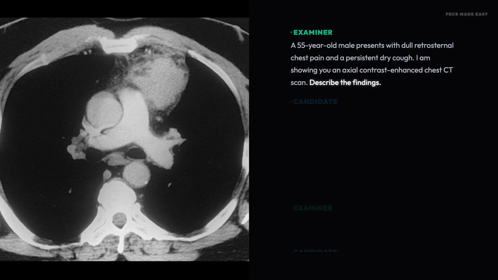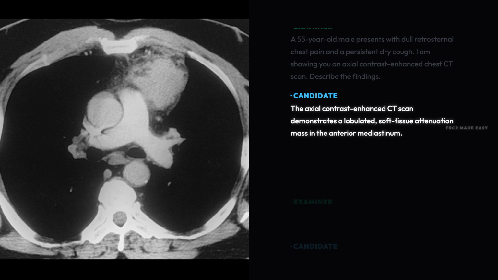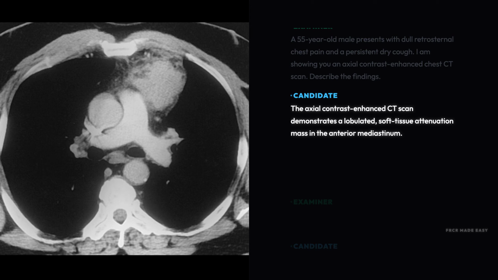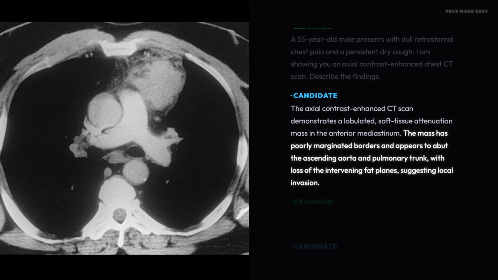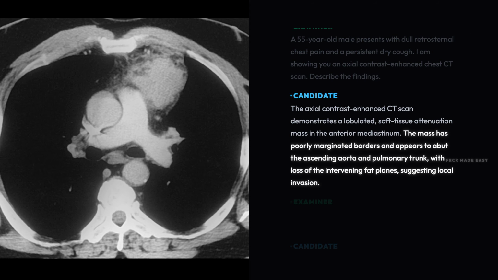Describe the findings. The axial contrast enhanced computed tomography scan demonstrates a lobulated, soft tissue attenuation mass in the anterior mediastinum. The mass has poorly marginated borders and appears to abut the ascending aorta and pulmonary trunk, with loss of the intervening fat planes, suggesting local invasion.